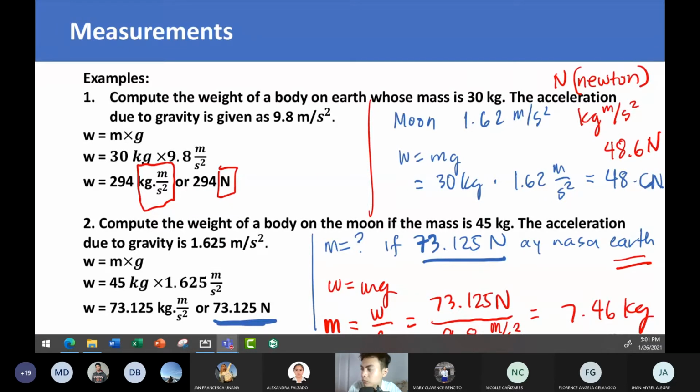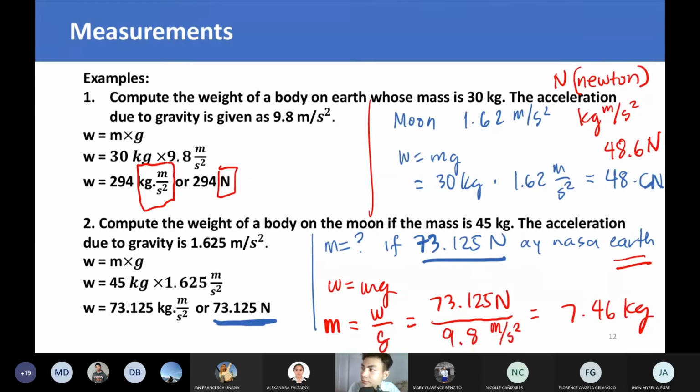Imagine nyo, yung difference ang laki. Yung 7 kilograms dito sa Earth, that will have the same weight as the 45 kilogram object sa moon. Okay, ano lang yung naging difference? Yung gravitational acceleration. Okay? So, ang laki ng difference, no? 7 kilogram, kayang-kaya mo buhatin yan. Okay? So, yun.